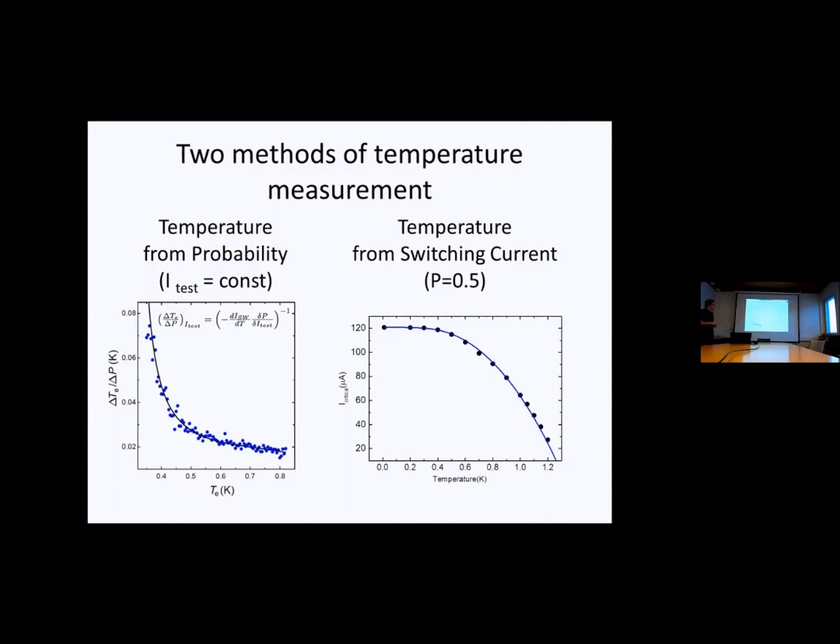And here I plotted the inverse of the temperature responsivity. It tells how much the probability changes in response to a change in electron temperature. So you see that this responsivity is the best at higher temperature, and for this particular bridge, it stops being sensitive below, say, 300 mK. And this is the second method. So here is temperature from probability: we keep the testing current constant and we just measure the variation of probability. And here, on the other hand, we keep probability constant and we check how much we have to adjust the switching current to keep this probability.